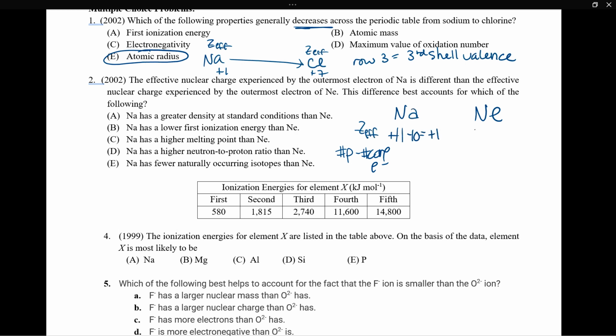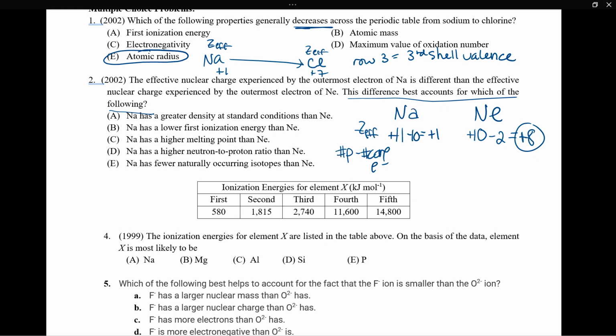Neon has 10 protons and 2 core electrons, so it's got an effective charge of +8. So neon's got a much greater effective nuclear charge. So we want to know which of these statements would be explained by this difference in effective charge.